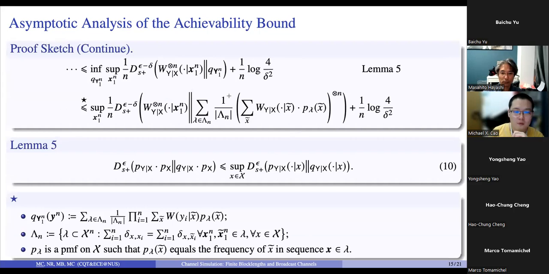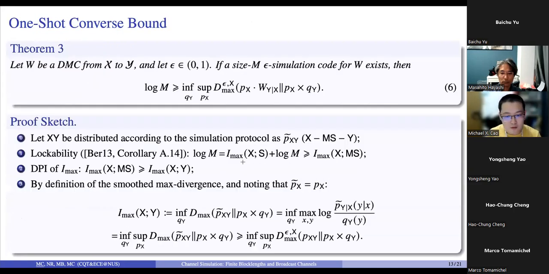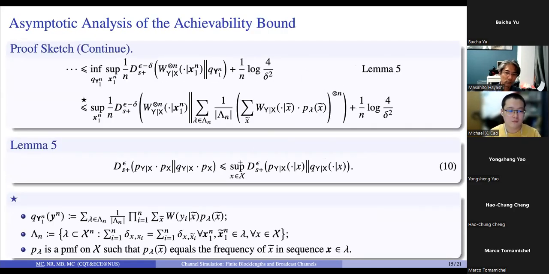Then we use what I think is called the quasi-convexity of the spectrum divergence. And here we chose a specific Q_Y, because this works for all Q_Y: it is smaller or equal to an infimum over all Q_Y, so we choose a very specific Q_Y and plug it in. Q_Y is the average of the output distribution with respect to all input types. You directly plug in Q_Y, and you have this part.